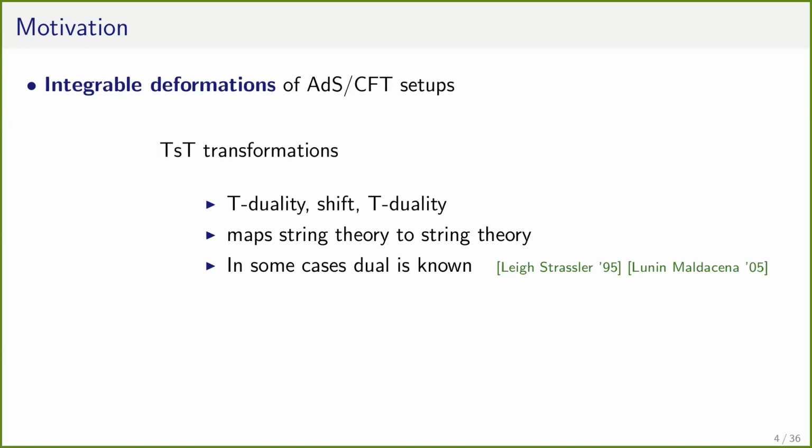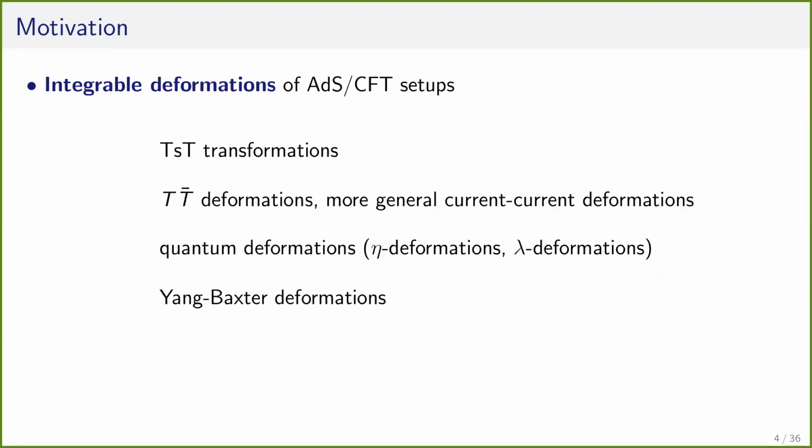And in some cases, the dual is known. This is, for instance, the case if you do a TsT transformation on the two isometries of the five-sphere. You arrive at the Lunin-Maldacena deformation, and this is dual to the beta deformation of N=4 super Yang-Mills. There are other types of integrable deformations that you can do. Here I will just give the names, and depending on exactly what your research is, you might already have come across these names: TT-bar deformations, or more general current deformations. You can also do quantum deformations, in particular eta deformations, or also lambda deformations, or more general Yang-Baxter deformations.